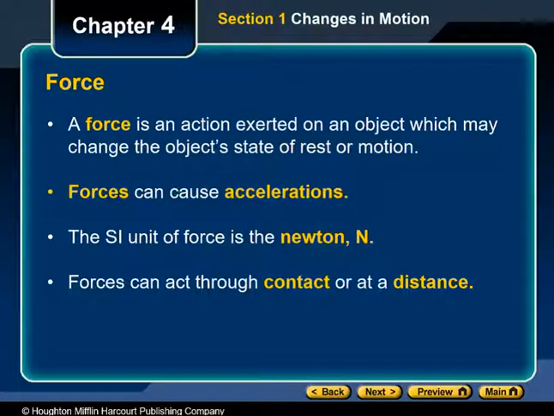Chapter 4, Section 1, Changes in Motion. Force. You exert a force on a ball when you throw or kick the ball, and you exert a force on a chair when you sit in the chair. Forces describe the interactions between an object and its environment.